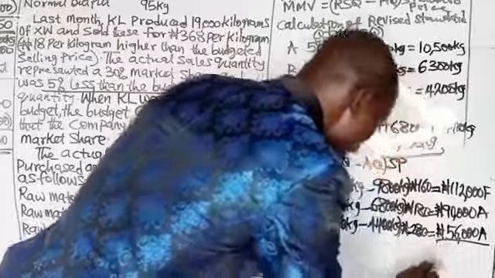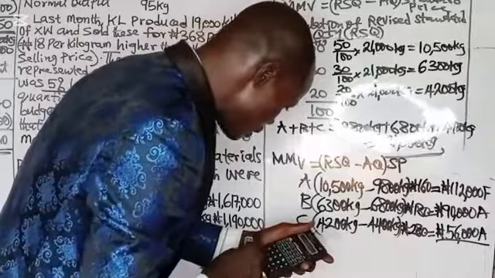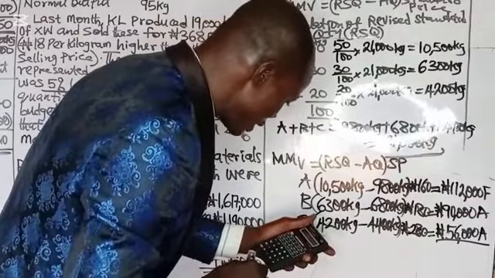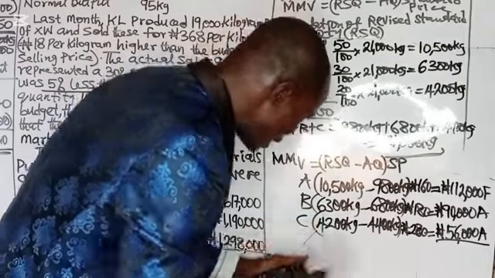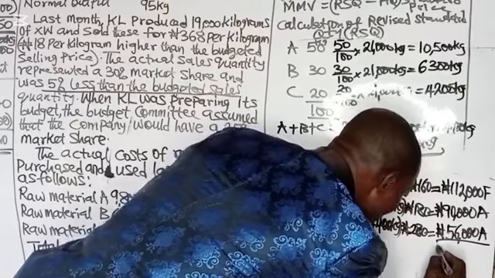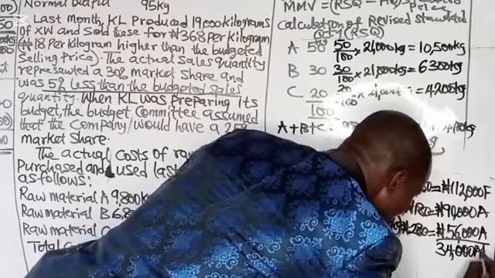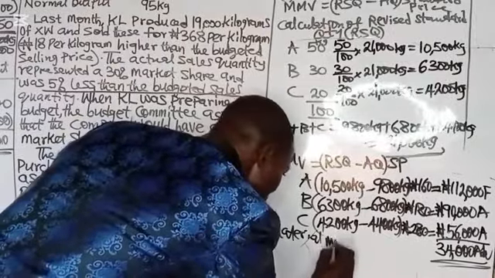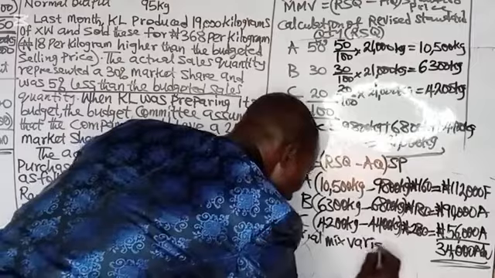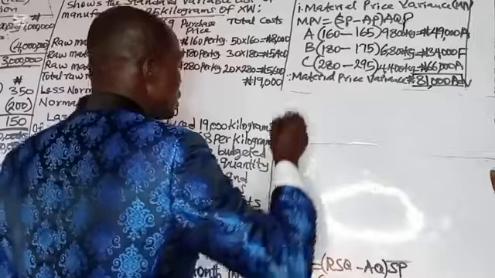Let's sum up the variance, the two adverse, 56,000 plus 90,000. The adverse total is 146,000 minus favorable of 112,000. Then we have 34,000 adverse. Therefore, the material mix variance totals 34,000 adverse.